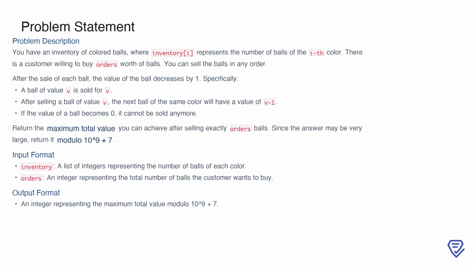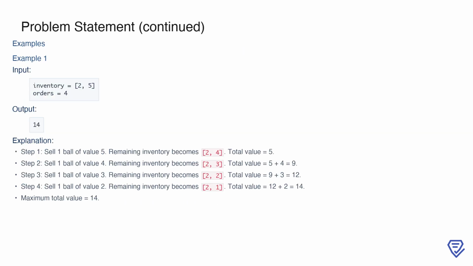Since the result could be very large, we need to return the total value modulo 10 to the power of 9 plus 7. The input format consists of the inventory array and the orders integer, and the output is a single integer representing the maximum total value modulo 10 to the power of 9 plus 7. Let's look at an example to better understand the problem.